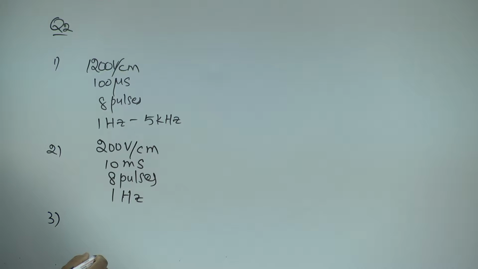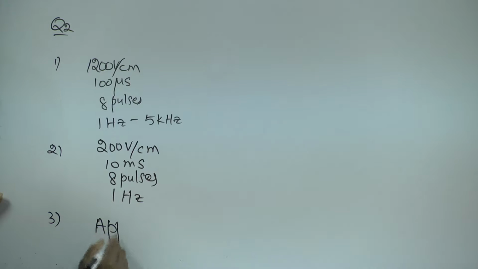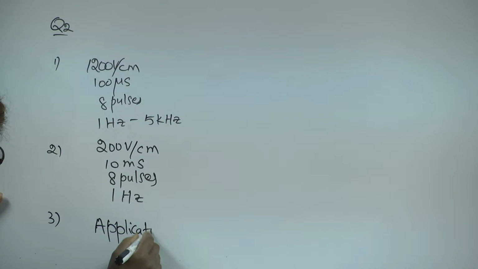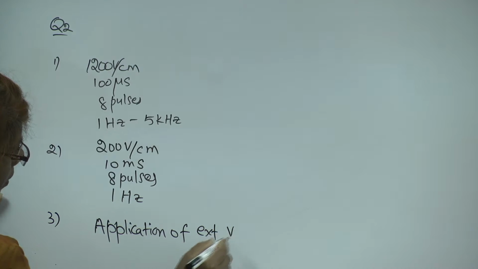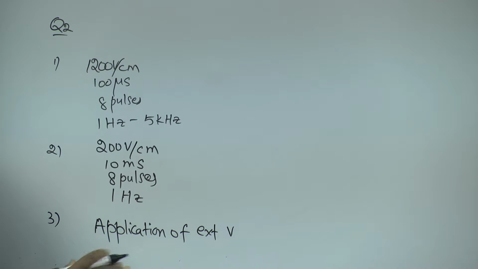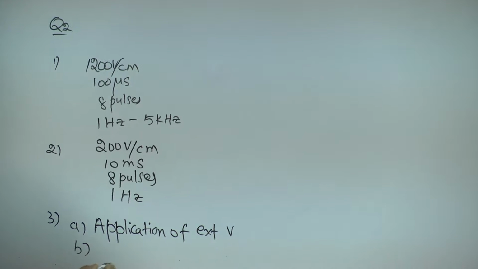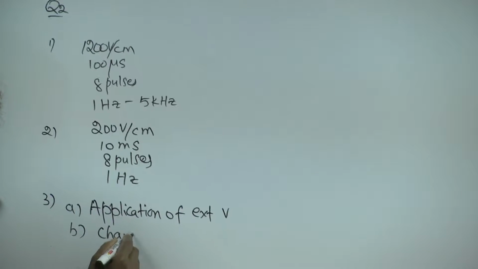What are the steps in the formation of an electropore? I need the ECT concept. Okay, what is the concept? External application of external voltage. I know here I am going to be short, but you know what I am talking about. So A is external voltage, B is charge accumulation.